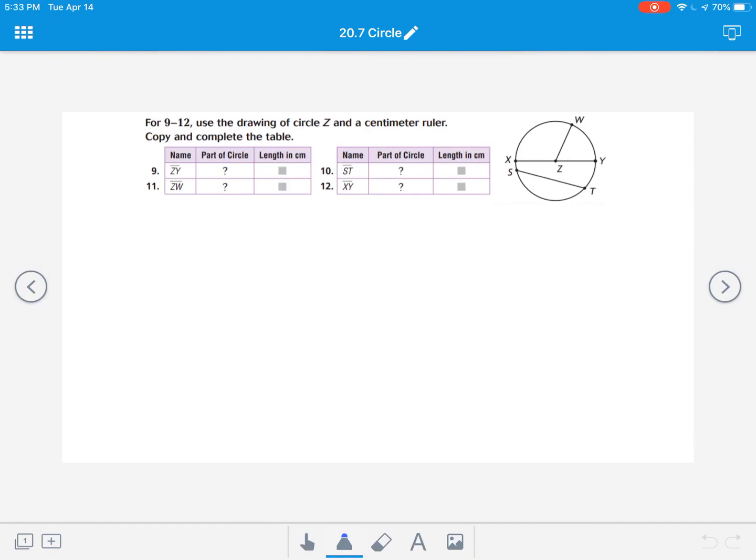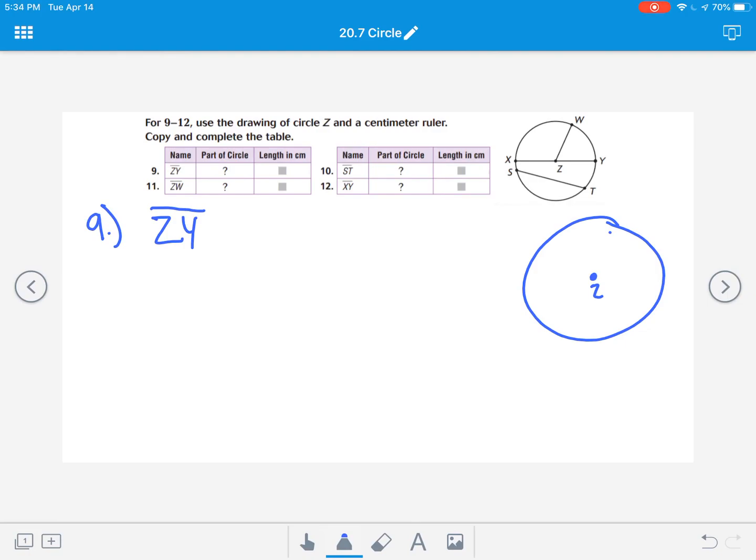Okay, this is what we're going to do instead. We're not going to be able to measure it, and that's okay. But we are going to label what vocabulary word the line segment is showing as part of the circle. So let's do that part at the very least. So we have ZY here. Let's copy the circle into our journals too. So go ahead and draw the circle, draw the center. This is circle Z.